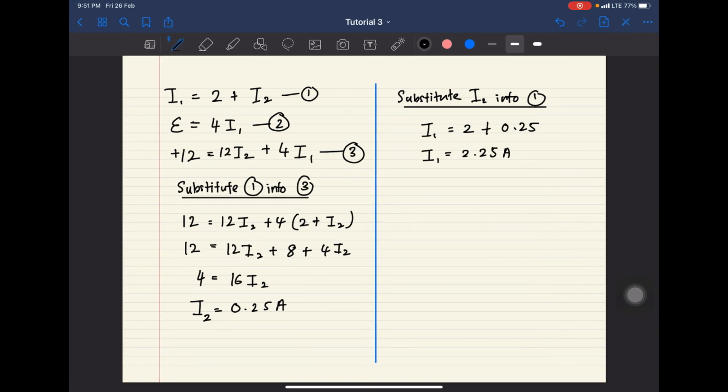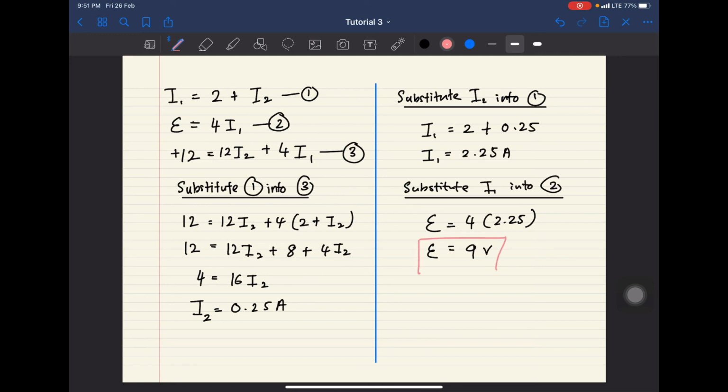Now I can solve epsilon. So substitute I1 into equation 2. So it will be 9 volt. Okay, so this is the answer. Because the question just wants to find this one, you can straight away find this one.